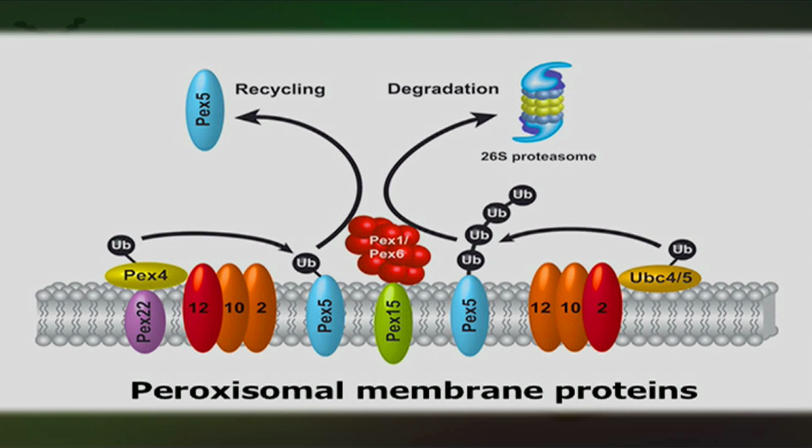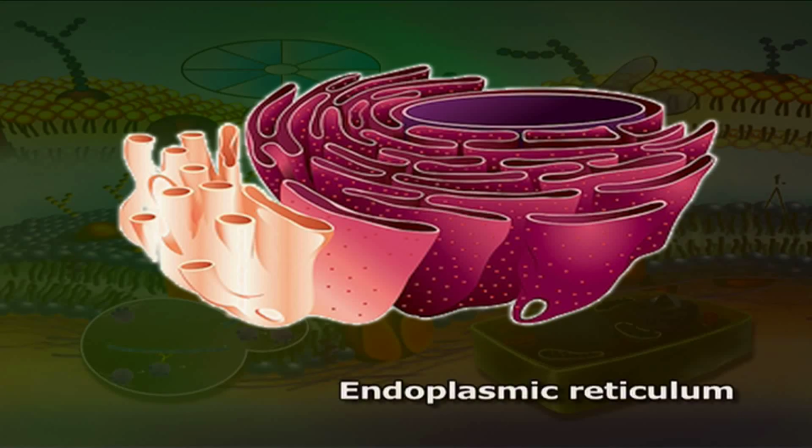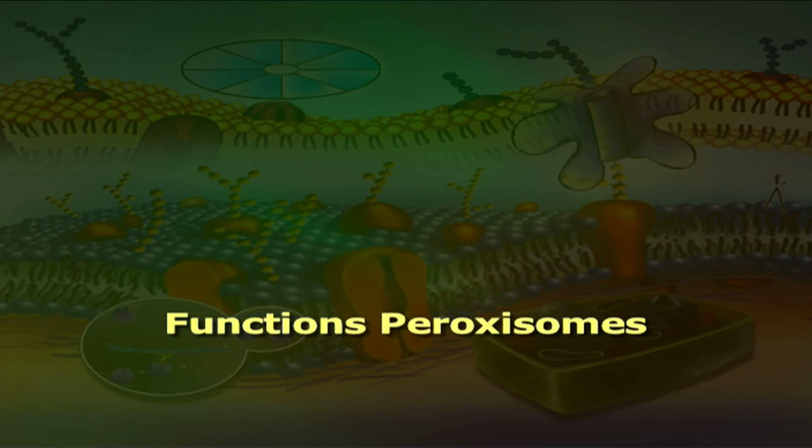Most peroxisomal membrane proteins are made in the cytosol and then insert into the membrane of pre-existing peroxisomes. Thus, new peroxisomes are thought to arise from pre-existing ones by organelle growth and fission, as mentioned earlier for mitochondria and plastids, and as we describe for the endoplasmic reticulum. Let us have a look at the functions of peroxisomes.